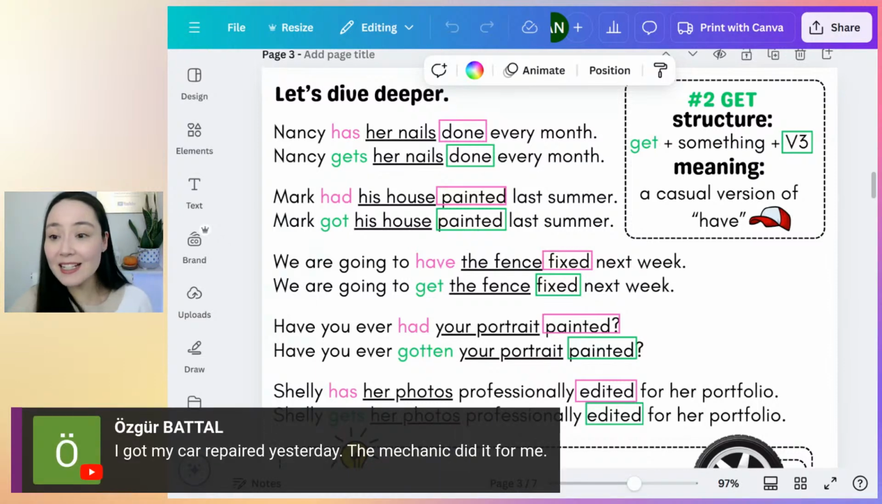Oscar, a really nice example. I got my car repaired yesterday. The mechanic did it for me. That's right. When you say I got my car repaired, everyone knows you didn't do it, someone else did it.